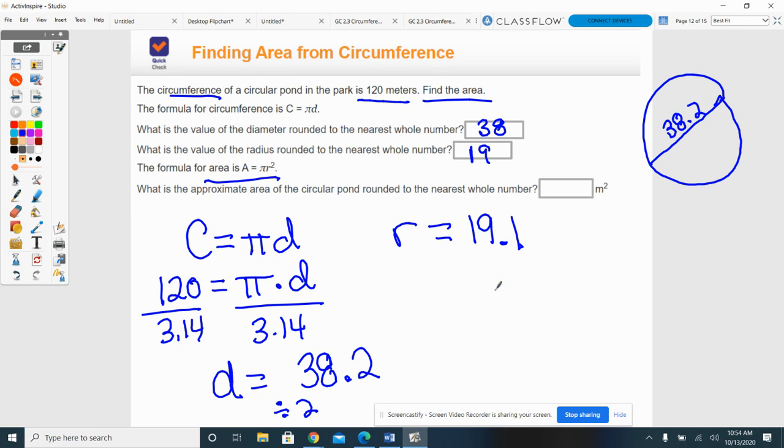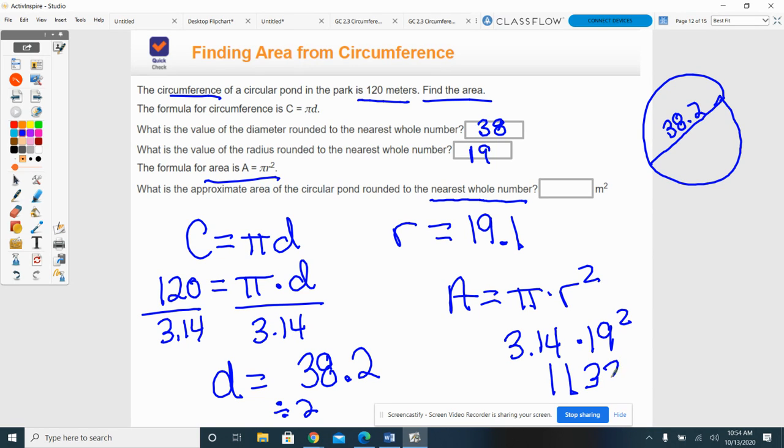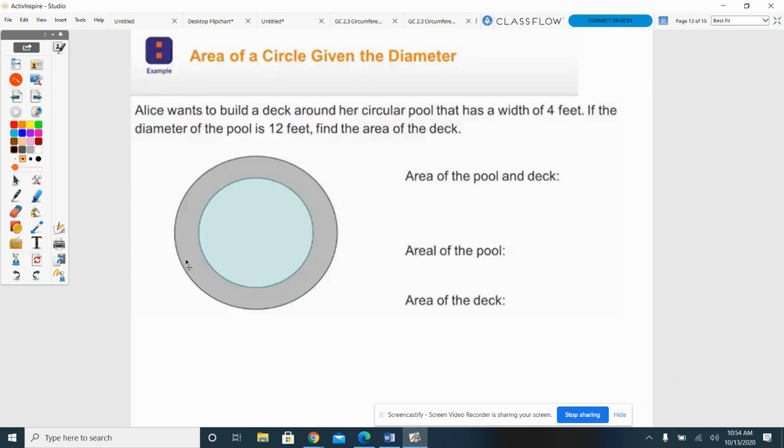Now they want us to use the formula for area is pi times the radius squared. So that's 3.14 times 19 squared. And they want us to go to the nearest whole number this time. That's the first. So 19 times 3.14, and I get 1133.54. The nearest whole number means no decimals at all. So that 5 will change that 3 to a 4, and I get 1134 meters squared. That was a weird rounding one, so be careful.